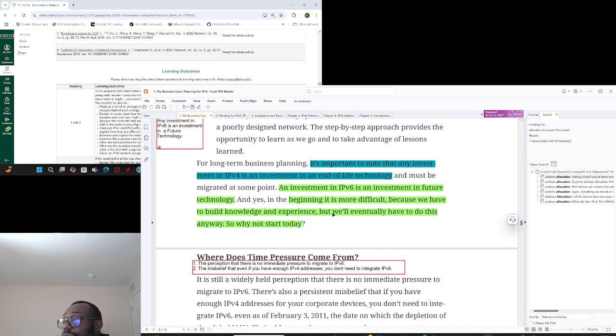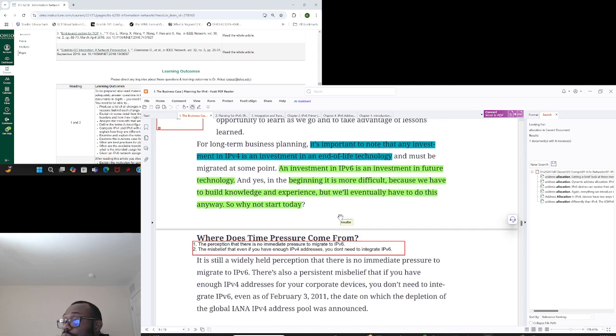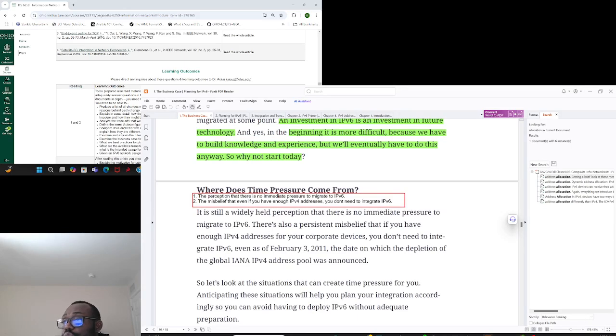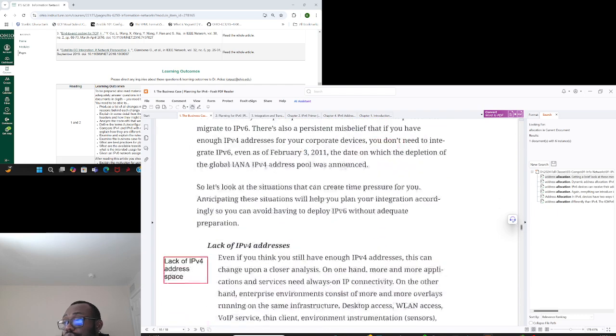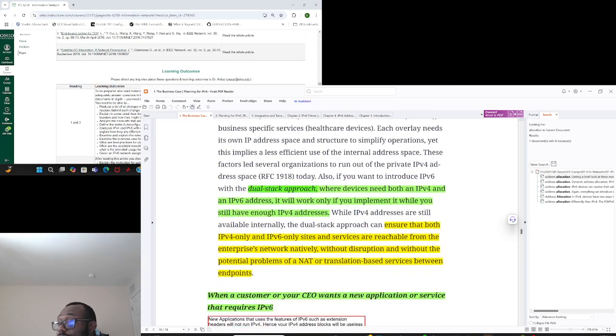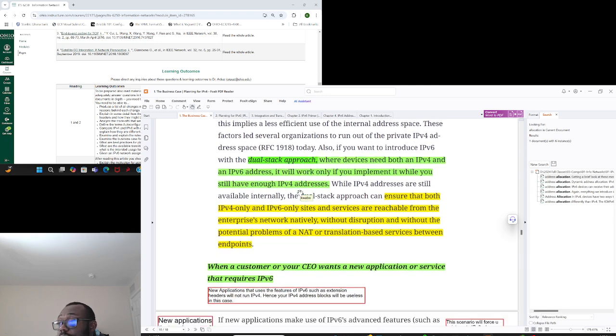Okay. So it's important because you build knowledge and experience, but we will eventually have to do this anyway. So why not start now? Okay. So let's go. Where do we start? Where does time pressure come from? Time pressure we already talked about, when there's pressure on you, for example where you already have a lack of IPv4. You don't have any other choice than to go IPv6, and you haven't done enough studies. In that way, even dual stack becomes an issue. You want to go IPv6 only.